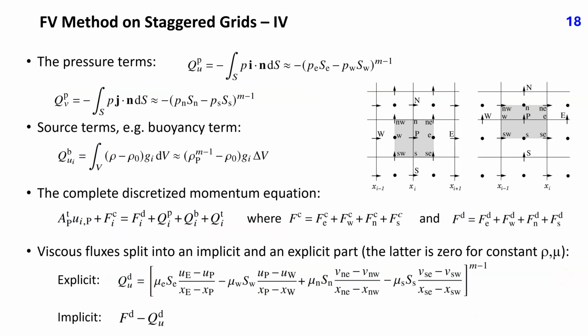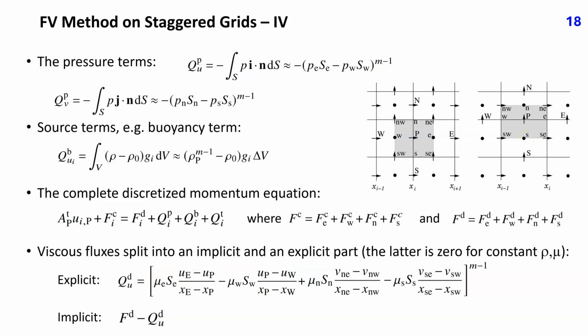The pressure terms are computed in a conservative way as surface forces. For u velocity, only pressure forces at E and W faces are relevant on a Cartesian grid, because forces on the north and south face do not have a component in x direction. For v velocity, pressure is needed only at north and south faces.